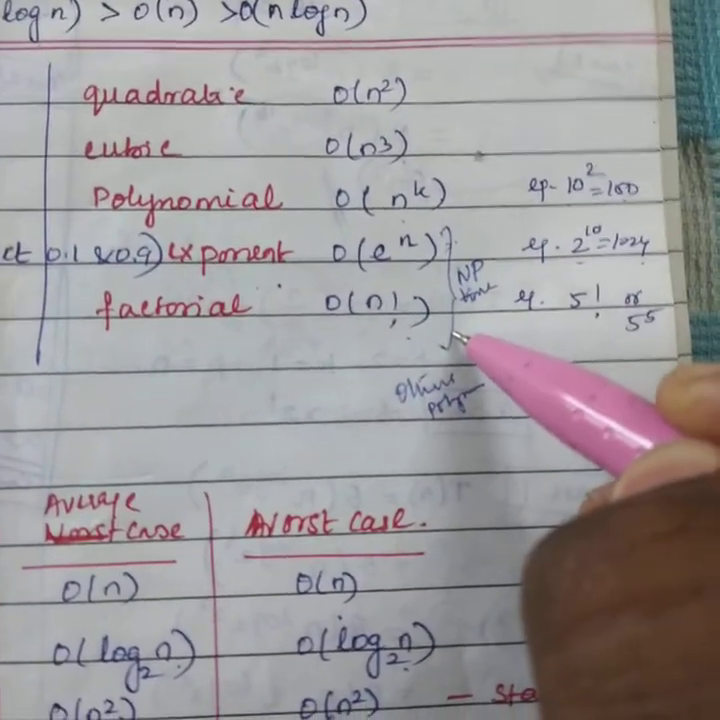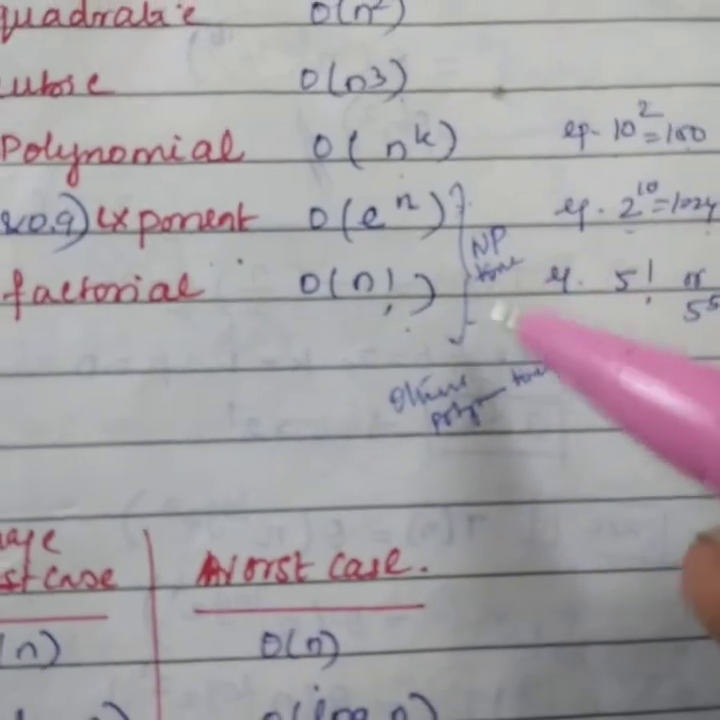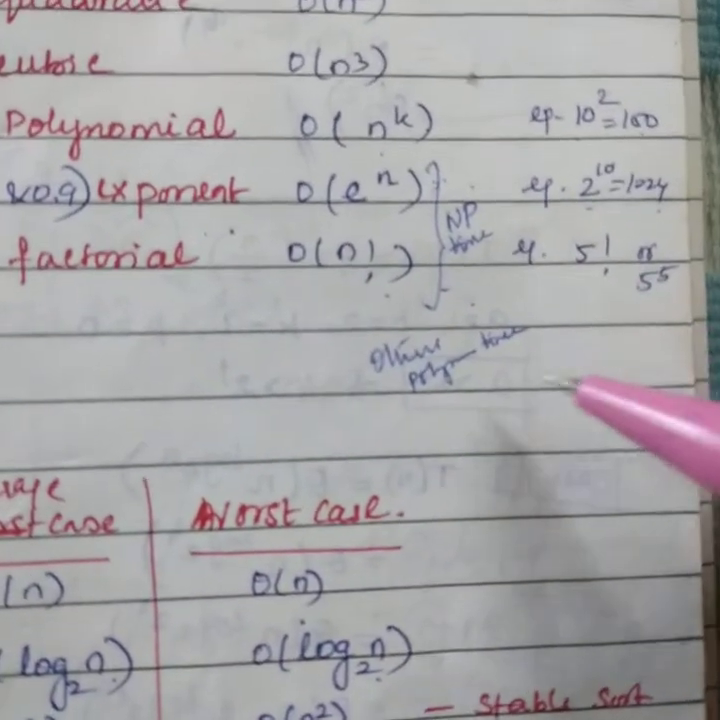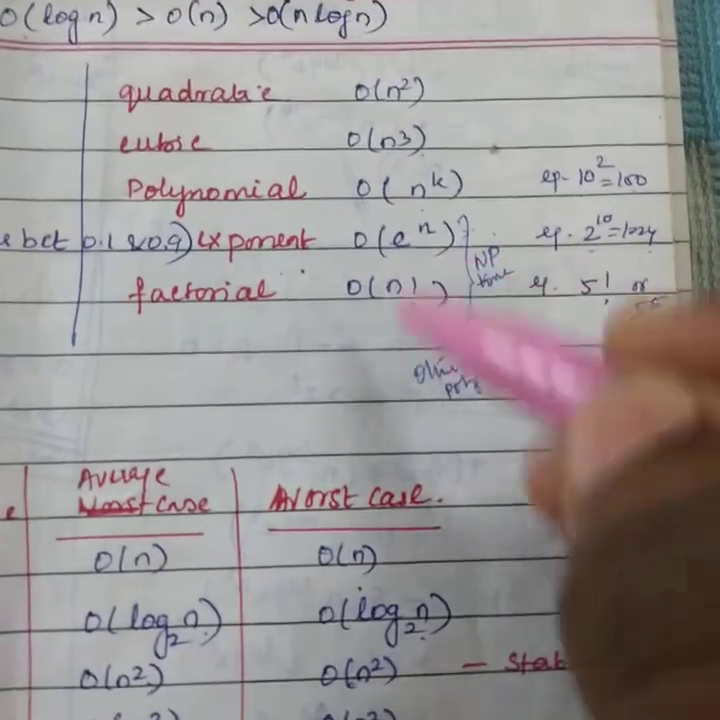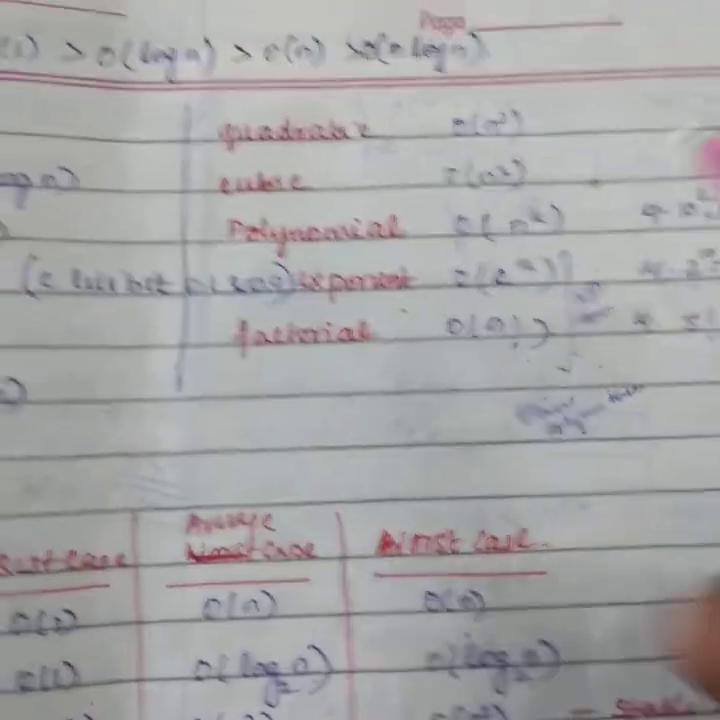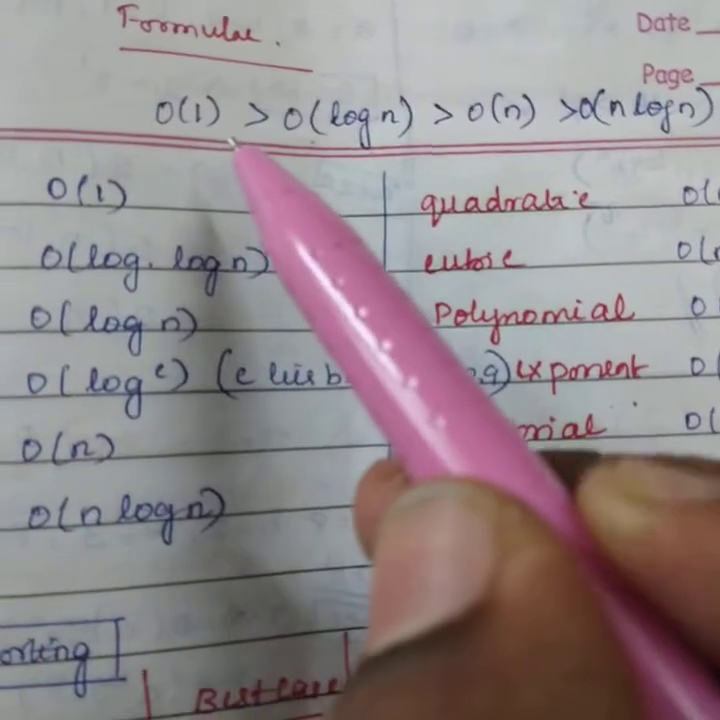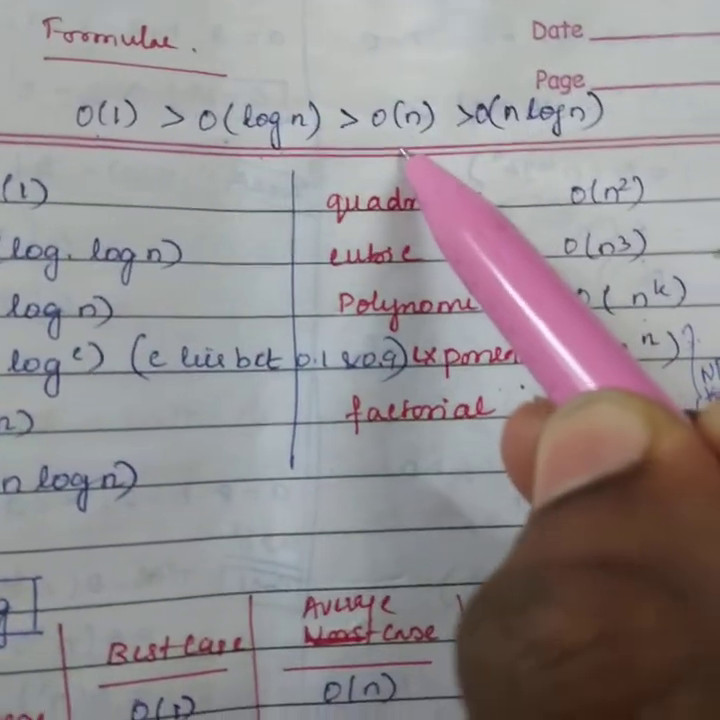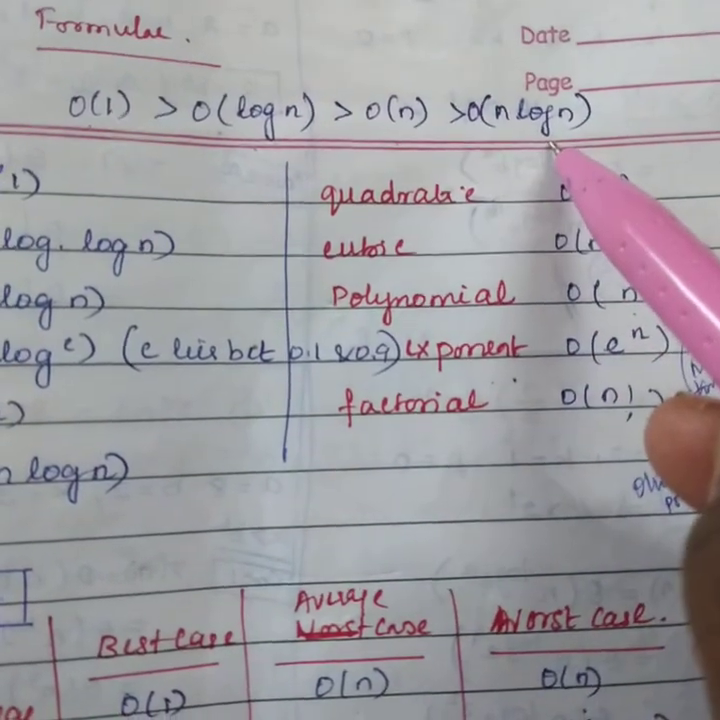These two are NP type, non-polynomial time, so in most cases we cannot calculate these huge numbers, okay. So the order will be order of 1, then order of log n, then order of n, then order of n log n, and so on, okay.